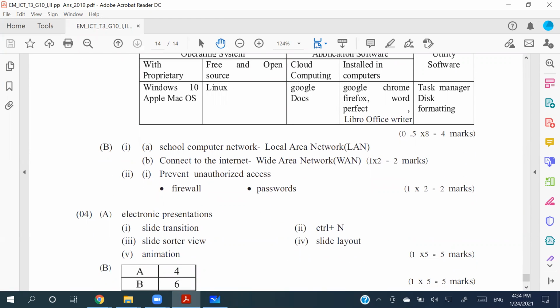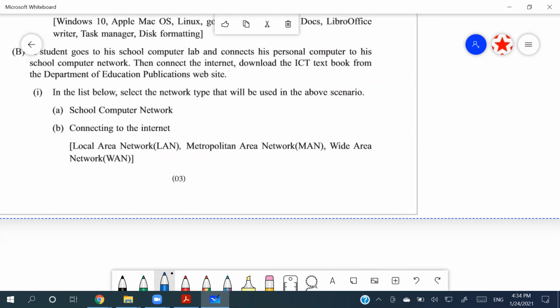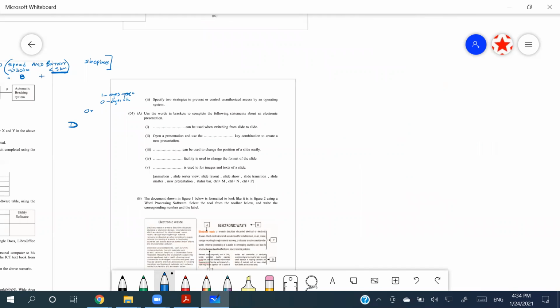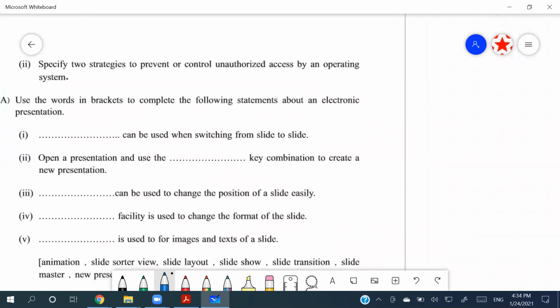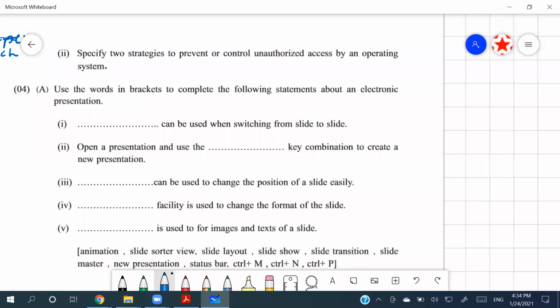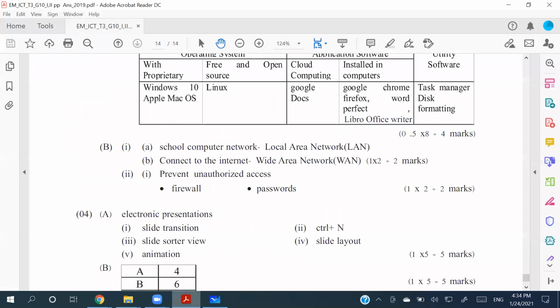And the second part, yeah, that's in the other page. Let me move to that. Yeah. It says specify 2 strategies to prevent or control unauthorized access by an operating system. Yeah. So these are the strategies that they have proposed: the firewall, the passwords, yeah, and yeah, Isara, it's 2 marks. Yeah, for the previous part, it's 2 marks. LAN 1 mark, WAN 1 mark, so 2 marks altogether. Unauthorized access, yes, password, firewalls.